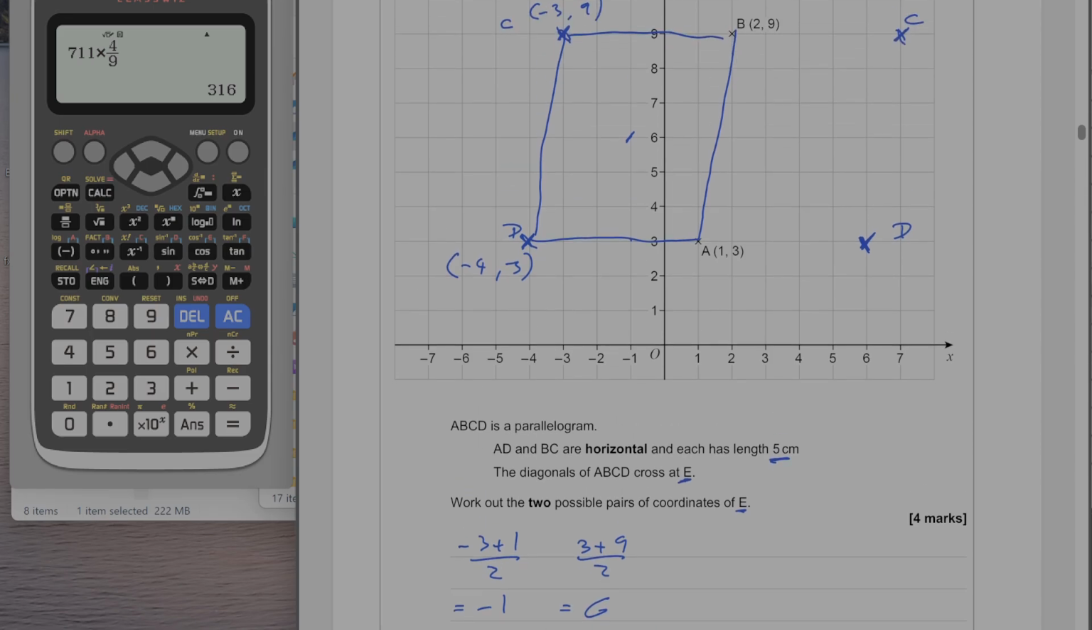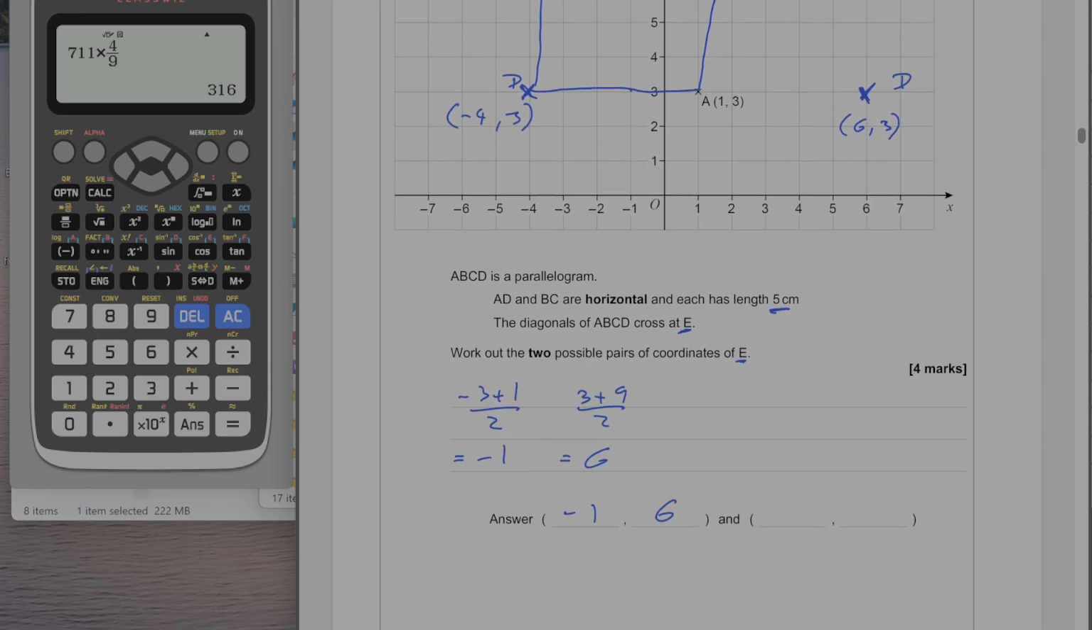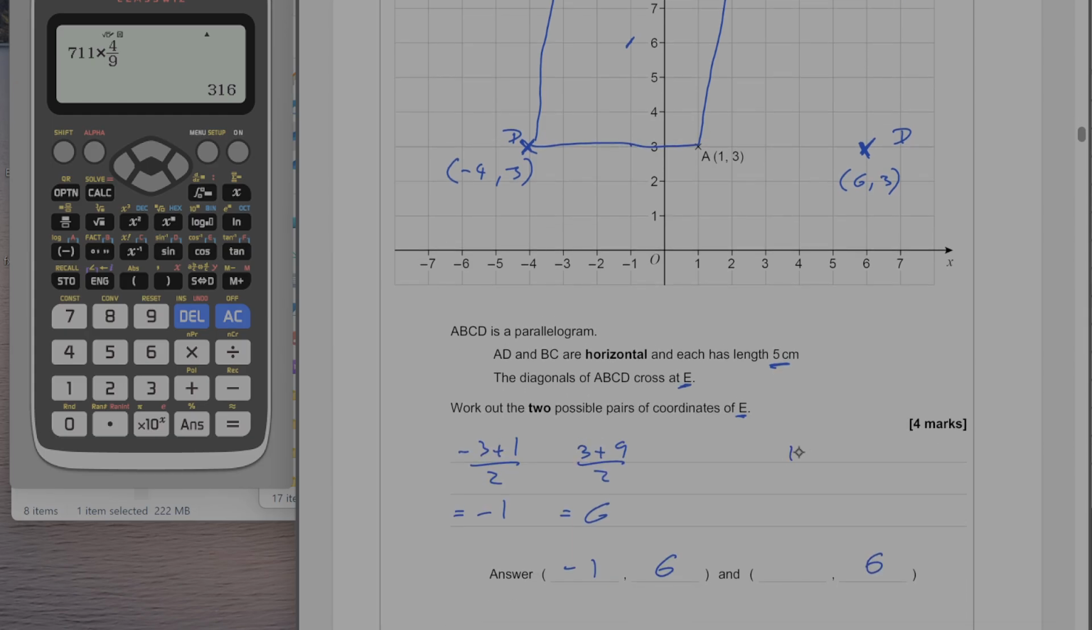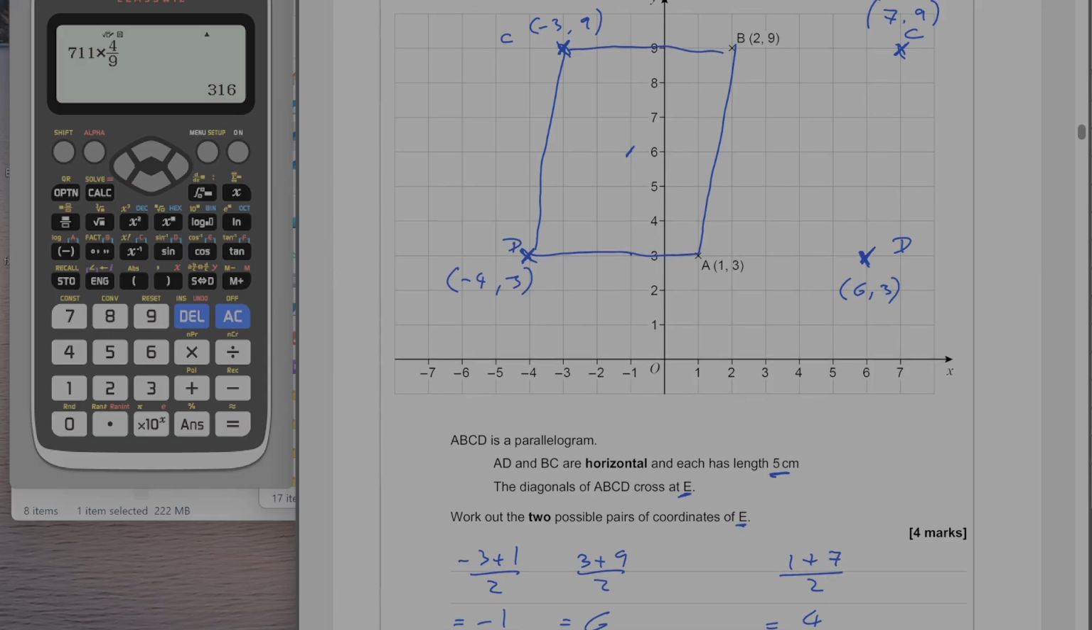For the other one, this point would be at 7, 9, and this coordinate would be at 6, 3. So first of all, my y coordinate is still going to be at 6, but my x coordinate now is going to be halfway between 1 and 7. So 1 plus 7 divided by 2 is 4. So those are my two possibilities.